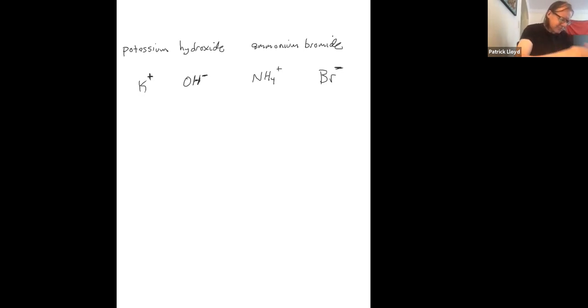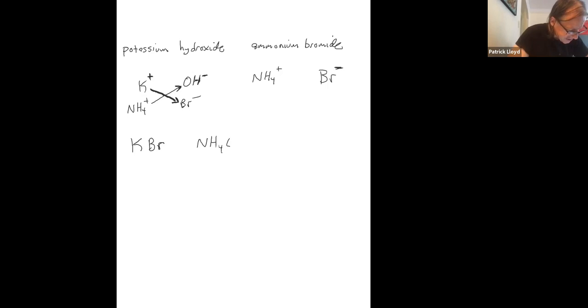Okay, so let's bring it down like I did with the previous two. I'm going to bring these down here and then switch partners. So the potassium is going to go with the bromide. The nice thing about this one is everything's +1 and -1, so you don't have to have two of these and three of those. It's all very nice. So let's do the first one, KBr. They're going to combine 1 to 1 because they both have a charge of 1. And so does the ammonium hydroxide, NH4OH.